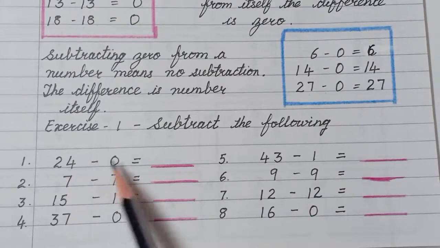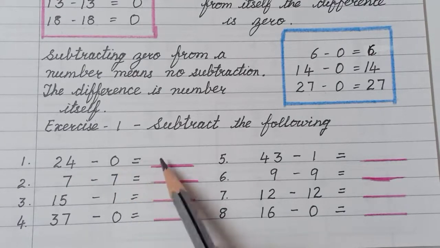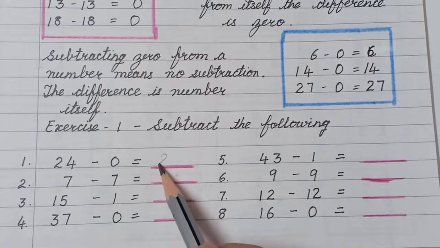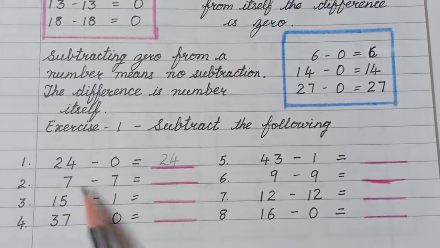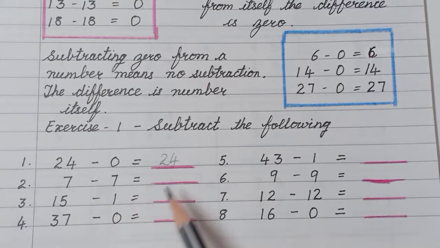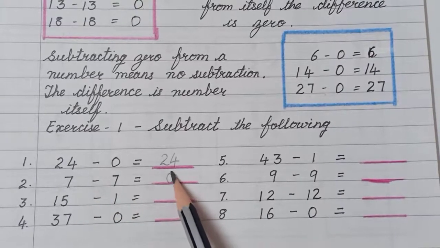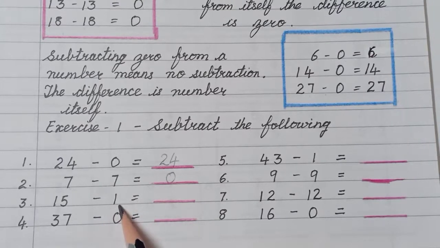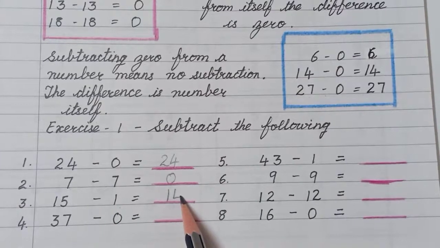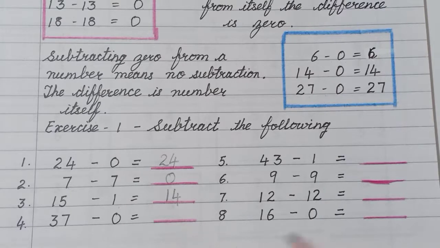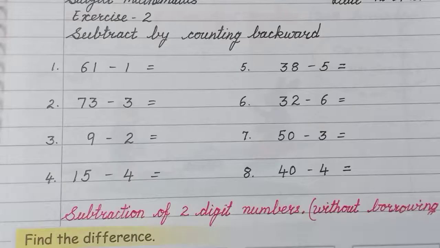24 minus 0 is the number itself. So 24, write 24 here. 7 minus 7. If we subtract the number from itself, it is 0. 15 minus 1, that is 14, the previous number. And in the same way, you will solve the other side.